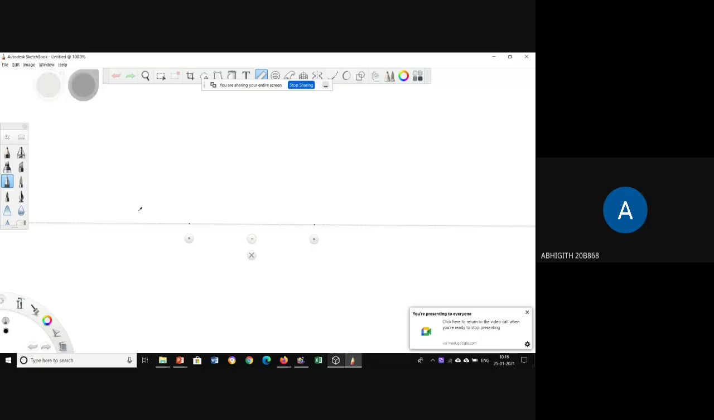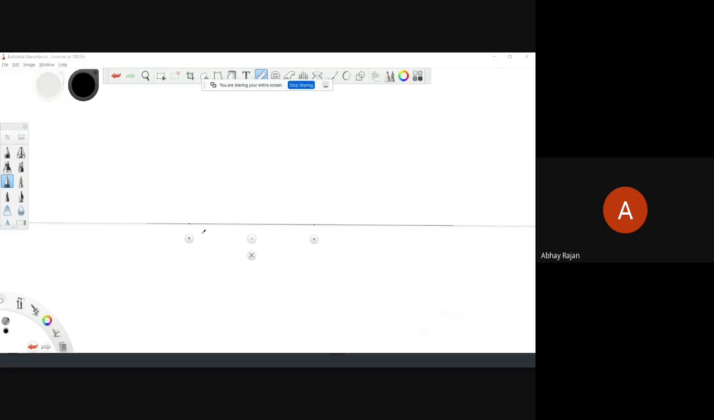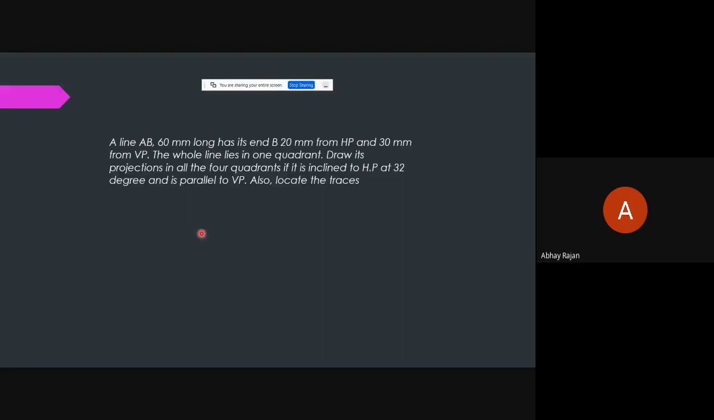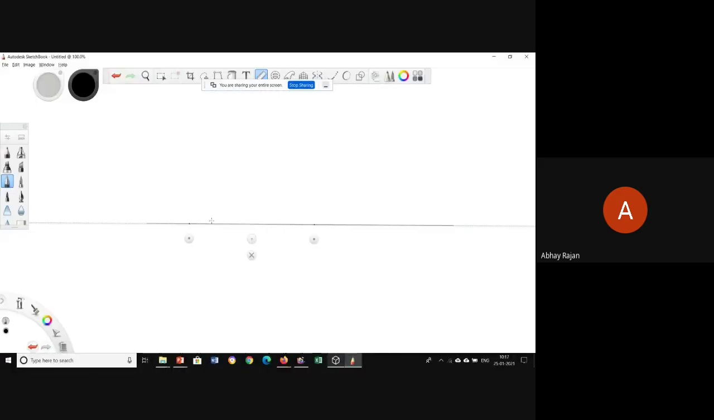Yes sir, visible. Okay. So we are going to draw the XY line, and the question mentions a line of length 60 mm long and has its end 20 mm from HP. So in case of third quadrant, it means 20 mm below HP, and 30 mm from VP means 30 mm behind VP. Okay, so 20 mm from HP, so 20 mm below HP, right? And then the third quadrant.